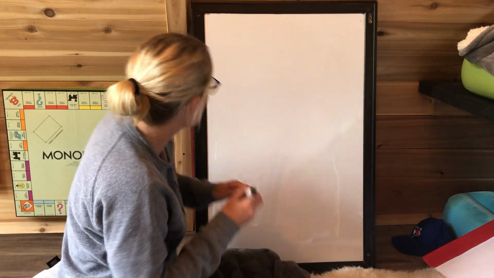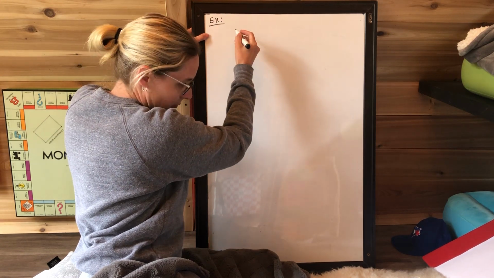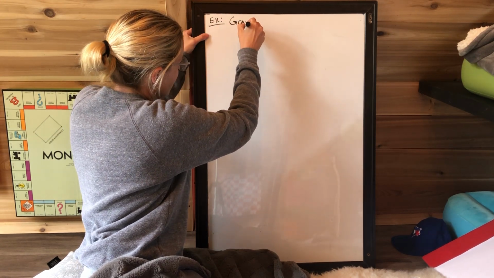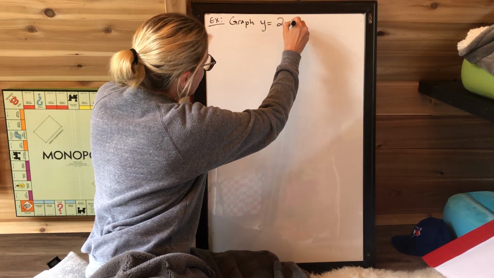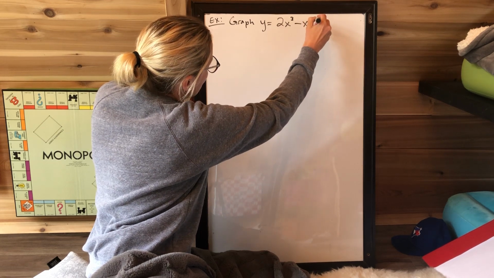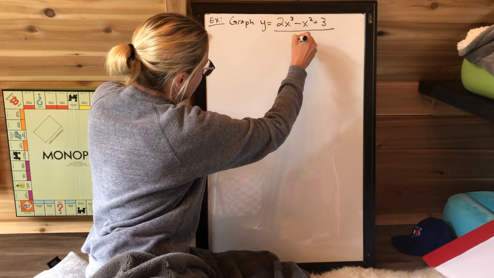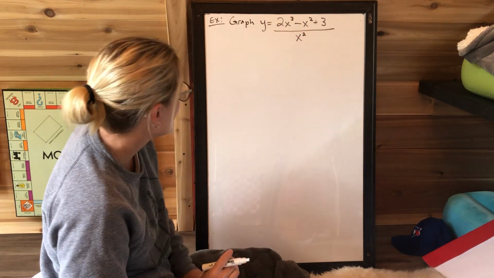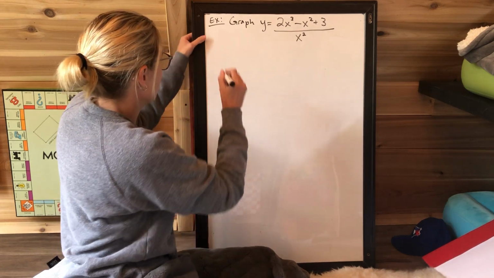Okay, example 1 is the scenario I just looked at. The question is just going to ask you to graph it. So the exact same question we just had: 2x cubed minus x squared plus 3, divided by x squared. The solution is going to come in 3 parts, in my opinion.